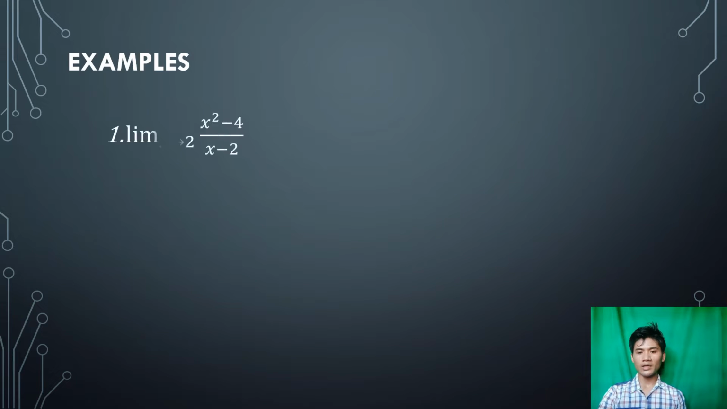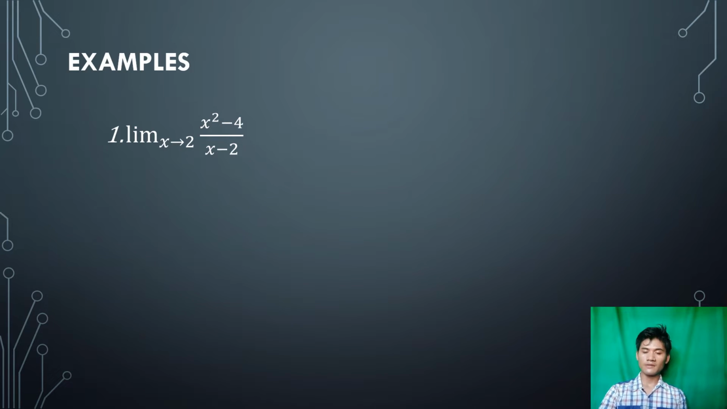The first example is the limit of x squared minus 4 all over x minus 2 as x approaches 2. If we directly plug in 2 for x, we have 2 squared minus 4, which is equal to 0, and in the denominator we have 2 minus 2, which is also 0. So the given is an indeterminate form of the type 0 over 0. That's why, as I said, direct substitution requires a little bit of effort.